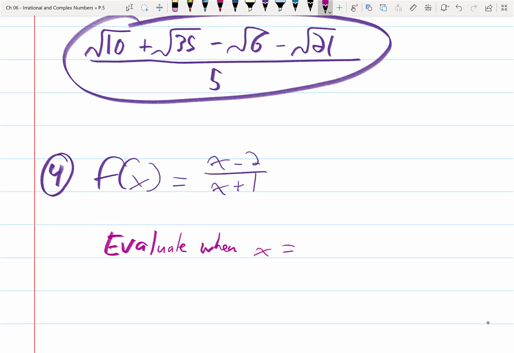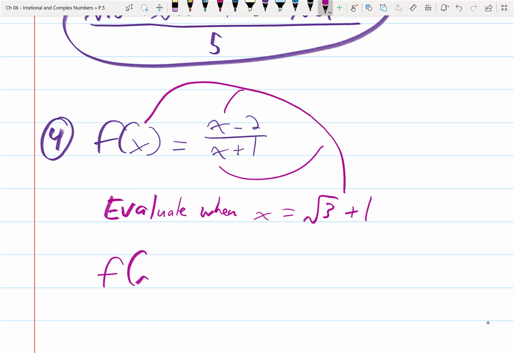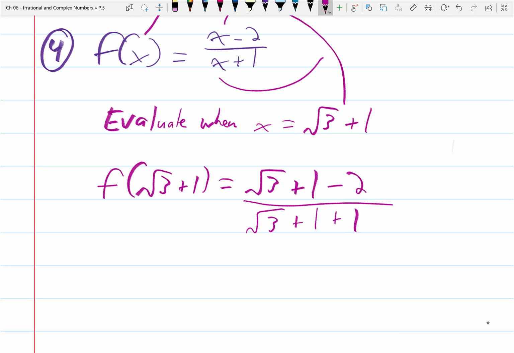Evaluate when x is equal to root 3 plus 1. So what does that mean? Good question. You're going to plug it in to each part of the x. So really we get f of root 3 plus 1 equals root 3 plus 1 minus 2 over root 3 plus 1 plus 1.